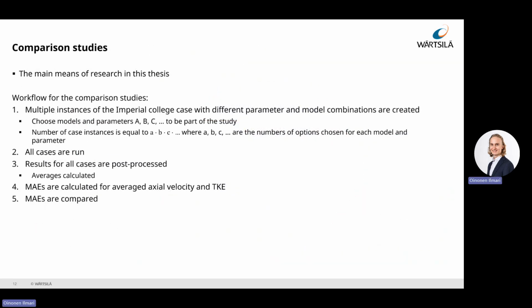In the comparison studies, the performances of the different simulation models and parameters were compared when applied to the engine model. Multiple instances of the engine case are created with different model and parameter combinations. The number of total cases is the product of the number of options for each model and parameter. All created cases are then run and post-processed. The performance differences of the cases are visualized using the calculated MAEs.